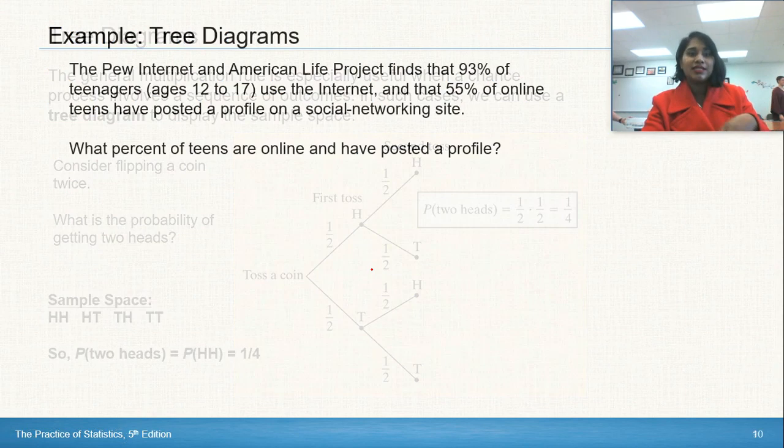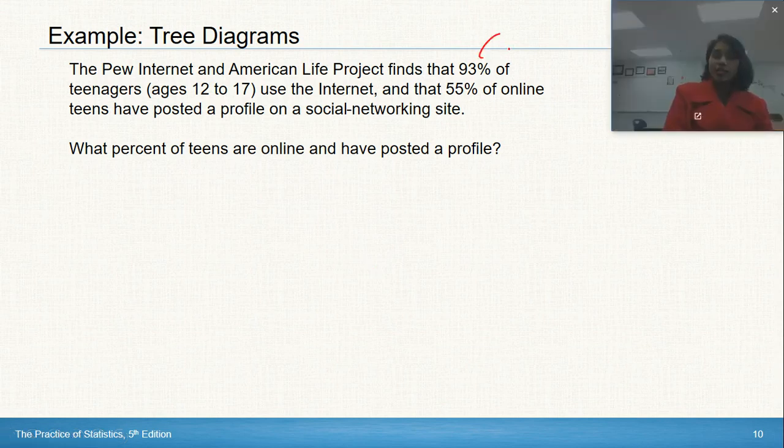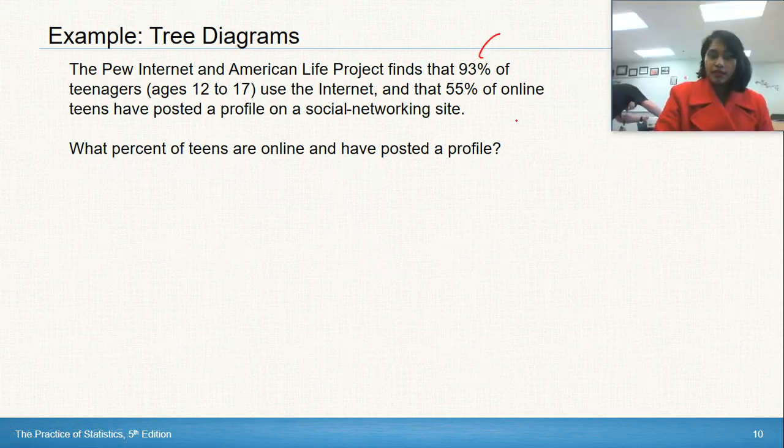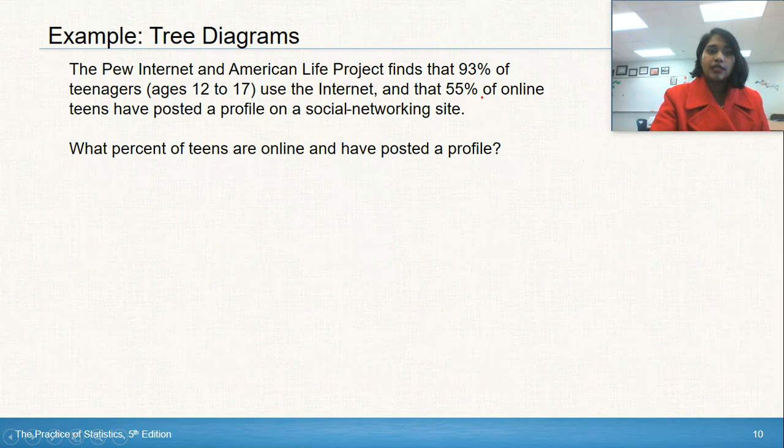But let's use this inside of a real world problem. The Pew Internet and American Life Project found that 93% of teenagers, they polled students from 12 to 17, use the internet. Then they also found that 55% of those online teens have posted a profile on a social networking site. So this is a standard probability. And this would be our conditional probability, because how can you have an online profile if you're not on the internet? So my 55% is conditional to being a teenager who's online. First and foremost, let's define our events, and then let's create a tree diagram.